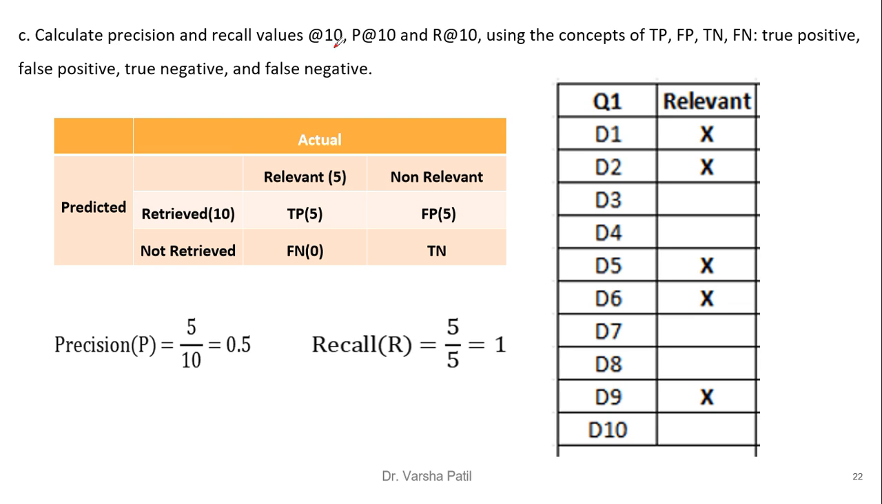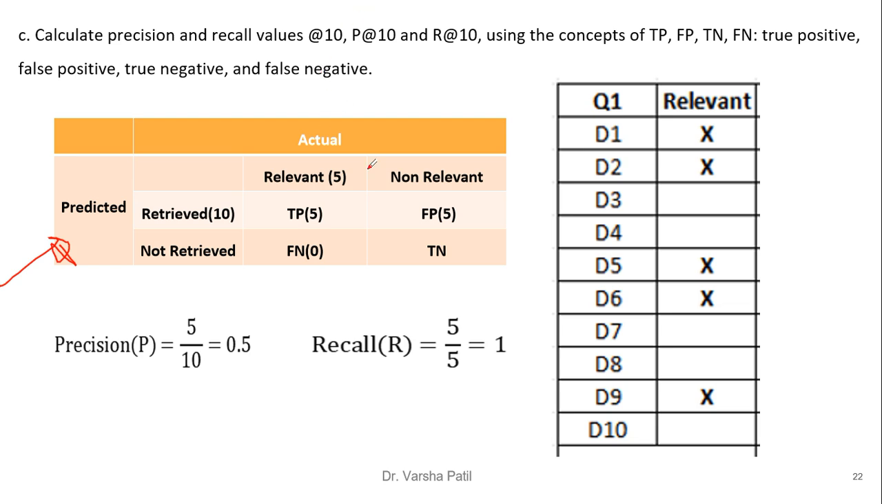Calculate precision at 10 and recall at 10, using the concept of TP, FP, TN and FN, and we can represent. I have already taken lots of problems of this type, so I am not going to explain again. You just observe the problem and try to complete the table.